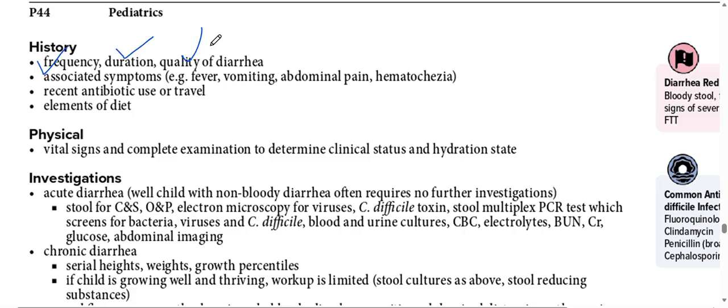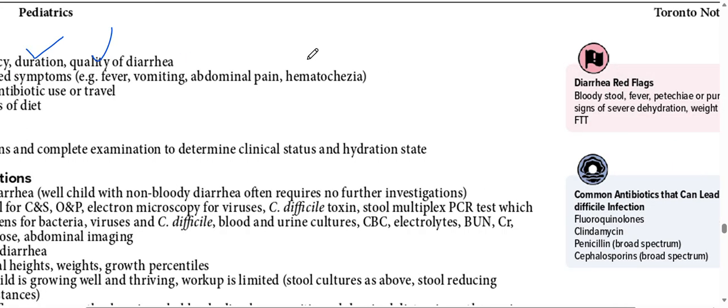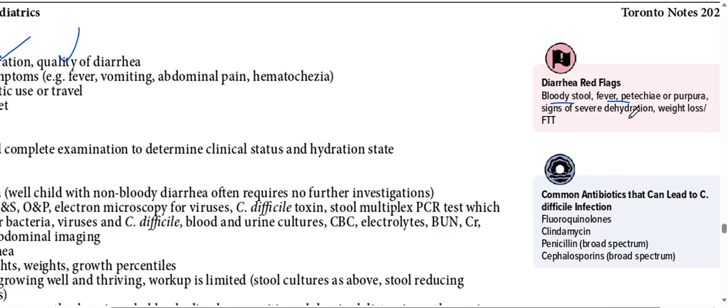Associated symptoms like fever, vomiting, abdominal pain, hematochezia. Hematochezia is basically blood in the stool. Blood in the diarrhea is known as hematochezia. Diarrhea red flags: bloody diarrhea, bloody stool, fever, petechiae or purpura. Signs of severe dehydration can be there, and weight loss and failure to thrive. So all these things, if they happen to a child, are basically the red flags.